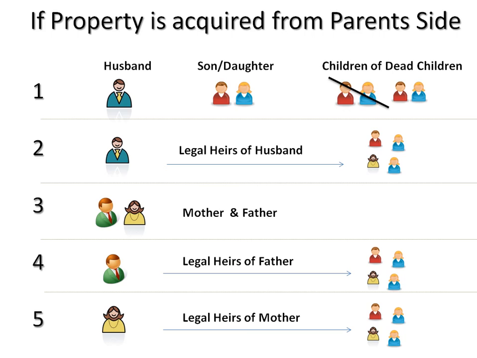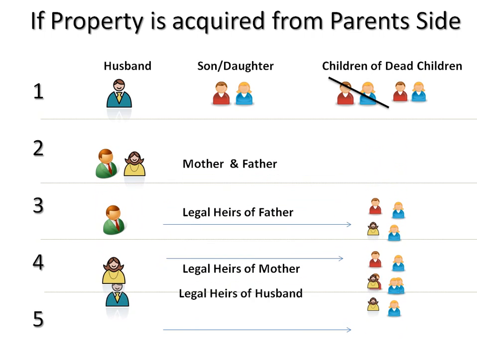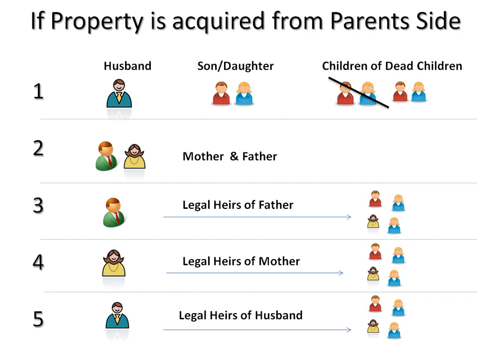So let us say that if a property is acquired from the parent side, in that case this second layer will actually move to the last. So anything which she acquires from parent side, the second layer will then have mother and father, and then legal heirs of father, and then legal heirs of mother. The first layer is always husband, son and daughter, or children of dead children.